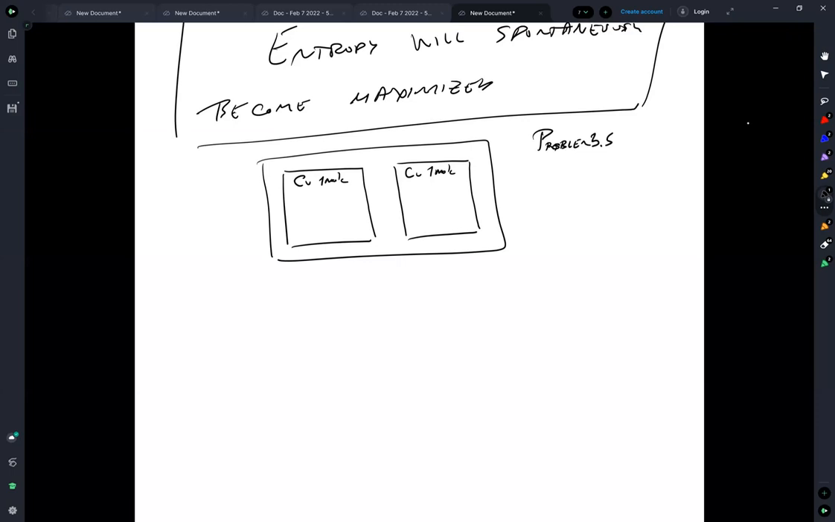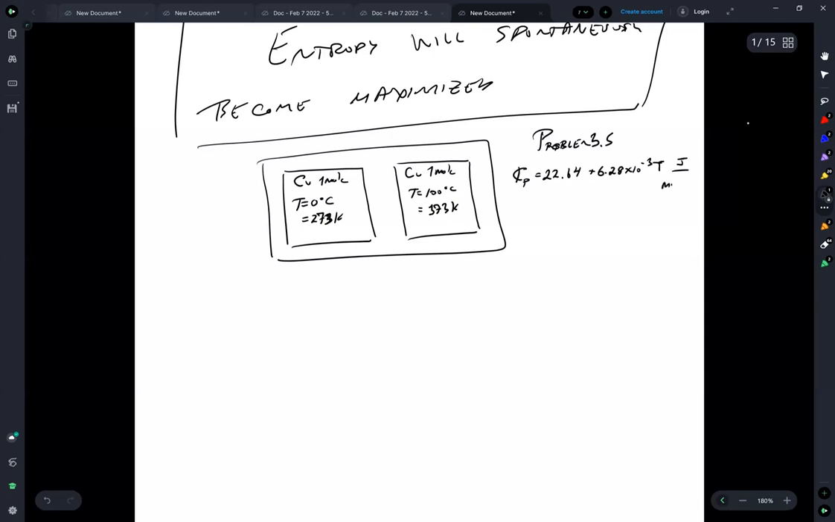One is at T equals 0 degrees C, which is 273 K, and the other is at T equals 100 degrees C, which is 373 K. And following the textbook, we'll have the molar constant pressure heat capacity, 22.64 plus 6.28 times 10 to the minus 3 T. And this is joules per mole Kelvin.